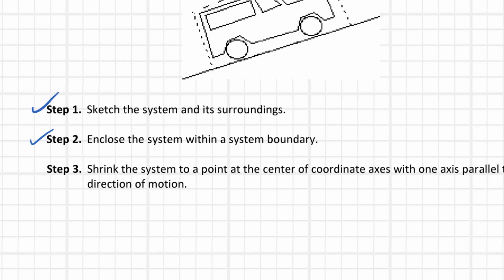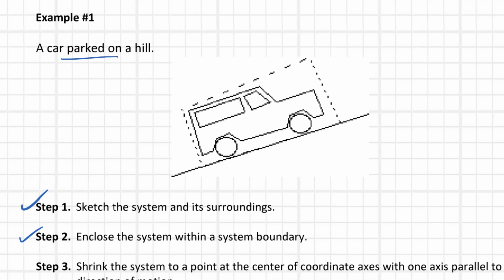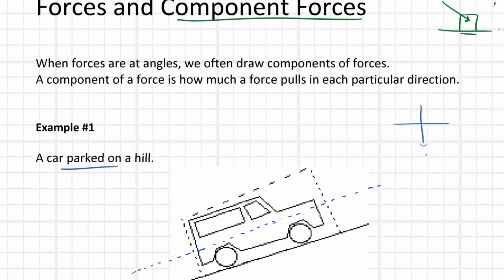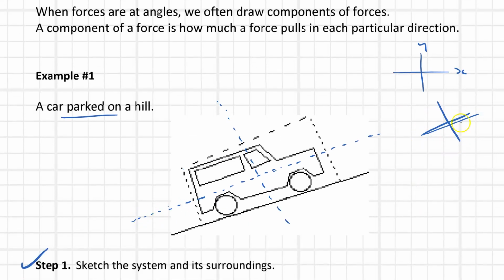Then it says shrink the system to a point at the center of a coordinate axis with one axis parallel to the direction of motion. Over here, it's parked, so it's not actually moving. But if it did start moving, which direction would it be moving? It would start moving in this direction. So this is different than our last examples. Before, I drew the coordinates along X and Y. Now these coordinates are going to look more like this one, and the perpendicular one, that one. Instead of saying X and Y, because X and Y doesn't make sense, I'm going to point out that this one here is parallel with the road.